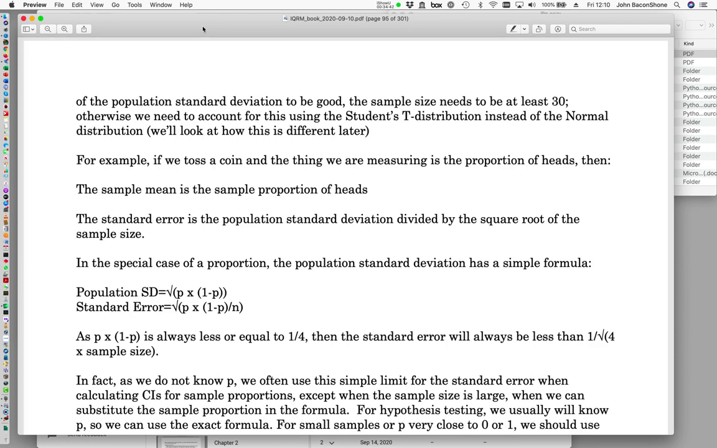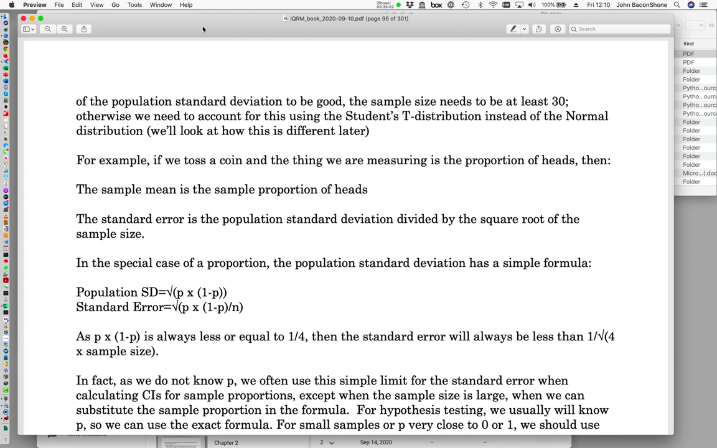In order for this estimate to be good, again, the sample size needs to be at least 30. Otherwise, we'll need to account for this extra variability using something called the Student's t-distribution instead of the normal distribution. We'll come back and look at this later.